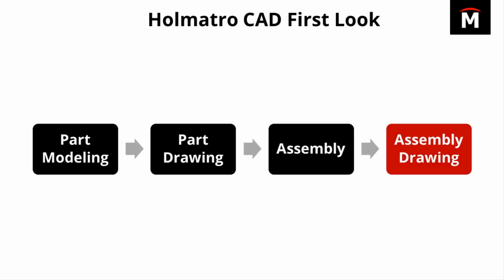The next thing we're going to take a look at is creating an assembly drawing. We are going to utilize that exploded view we just finished, and then we're also going to insert a bill of materials and discuss some auto ballooning as well.